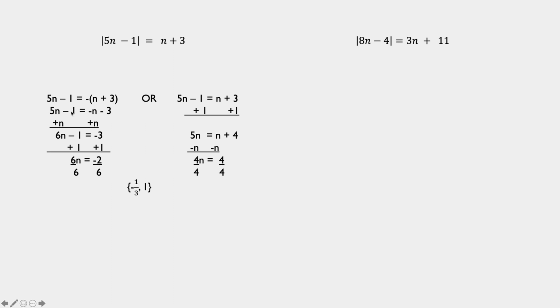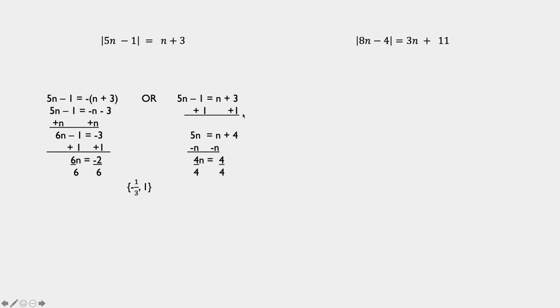And now this is just an opposite side, opposite operation. This is pretty straightforward. Adding n to both sides, 6n minus 1 is negative 3. Adding 1 to both sides, 6n is negative 2. Dividing by 6, and I get n is negative 1/3. On the other side, it's just 5n minus 1 equals n plus 3, so it's kind of business as usual. I almost always start with the n's. For some reason on this one, I started with the ones.